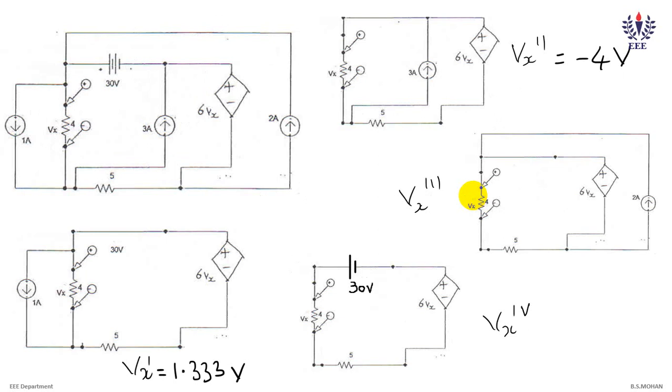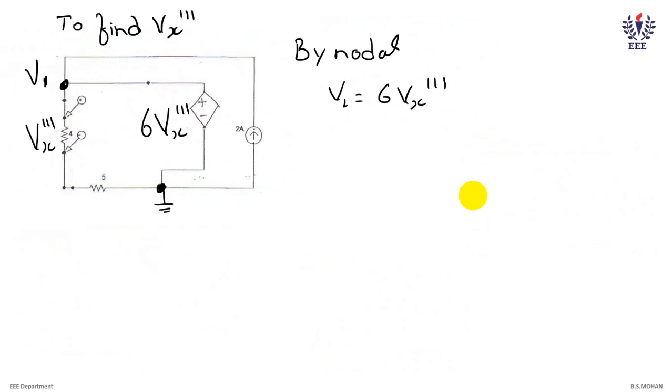Next I'll solve with respect to 2 amperes, that is Vx triple dash. Here I'll rename Vx and 6Vx as Vx triple dash and 6Vx triple dash. I'll apply nodal analysis. These are my 2 junctions. By nodal I can say that node voltage V1 is equal to 6Vx triple dash. We have only 1 junction and 2 unknowns, so I have to find what Vx triple dash is. Vx triple dash is nothing but I into 4, that is the current in this orientation.